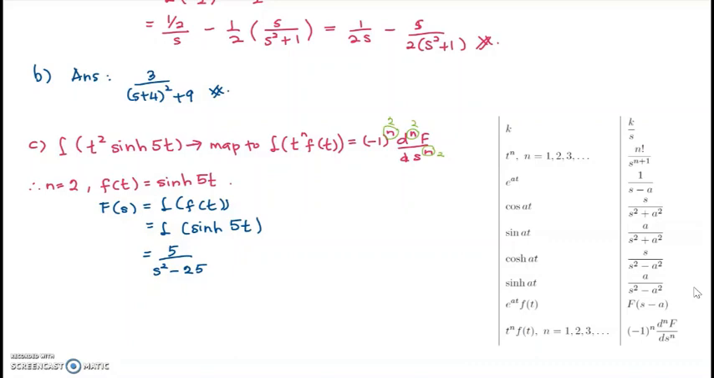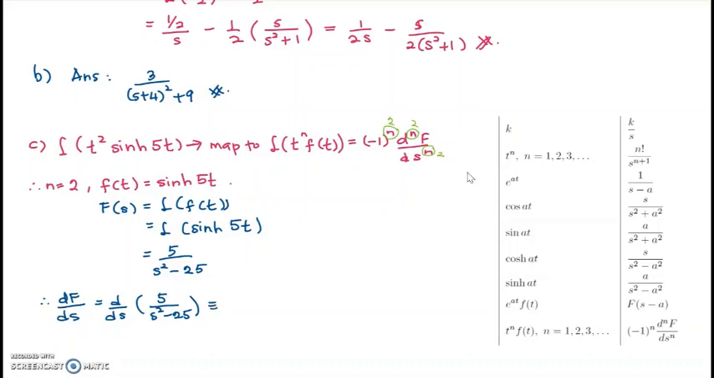But this is not our final answer. Our final answer is supposed to be this one, d2F over ds2. We cannot get d2F over ds square directly; we need to get the first derivative first. So dF over ds: we differentiate F, which is 5 over s square minus 25. You can do quotient differentiation or you can do it straightforwardly, because at the top it's just a constant and does not involve s.